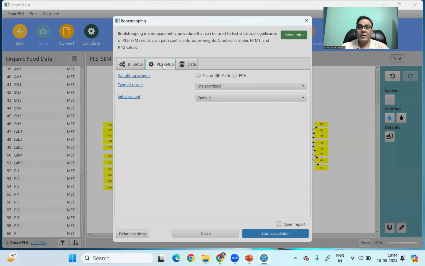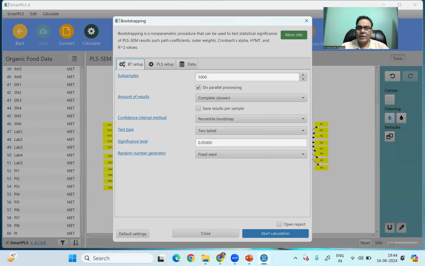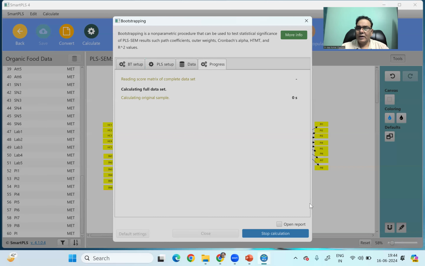The most important is that PLS setup में ये standardized होना चाहिए. Don't click on unstandardized, click on always standardized. ये बहुत important है क्योंकि बहुत सारे स्कॉलर ये भूल जाते हैं, इसको क्लिक कर देते हैं, तो they will get the wrong results. So click on standardized and path. We want path coefficient standardized. So only this thing we require. Click calculate. And we get the result in 1 minute.